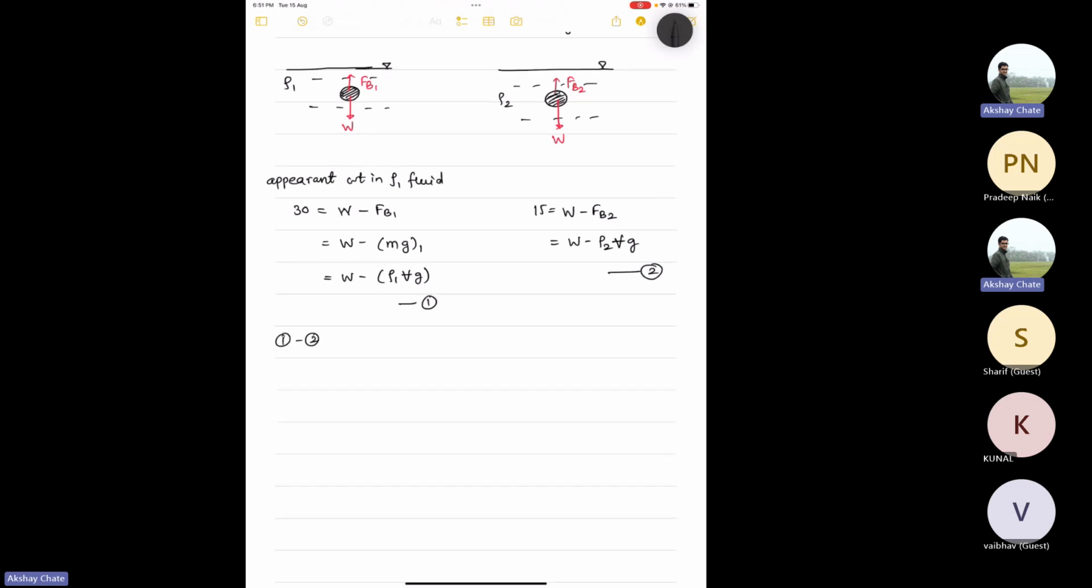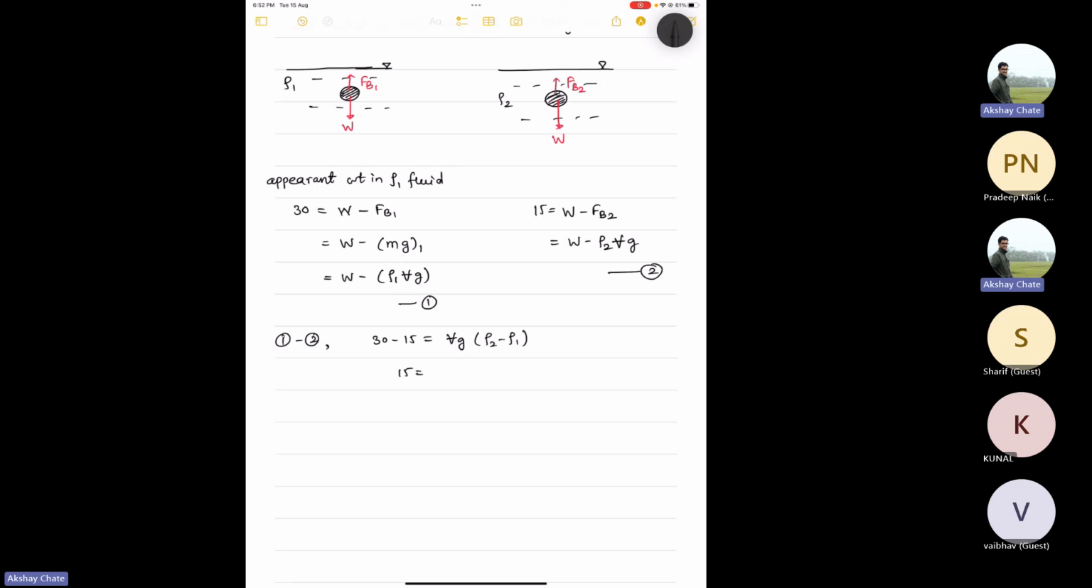The simplest way to go about it is to subtract the second from the first. So on the LHS you'll get 30 minus 15, and W will get cancelled, and here you'll get volume and g, which are common, so it will become rho 2 minus rho 1. I am assuming that you are understanding this algebra. If not, you can do it yourself also. It's not that difficult.